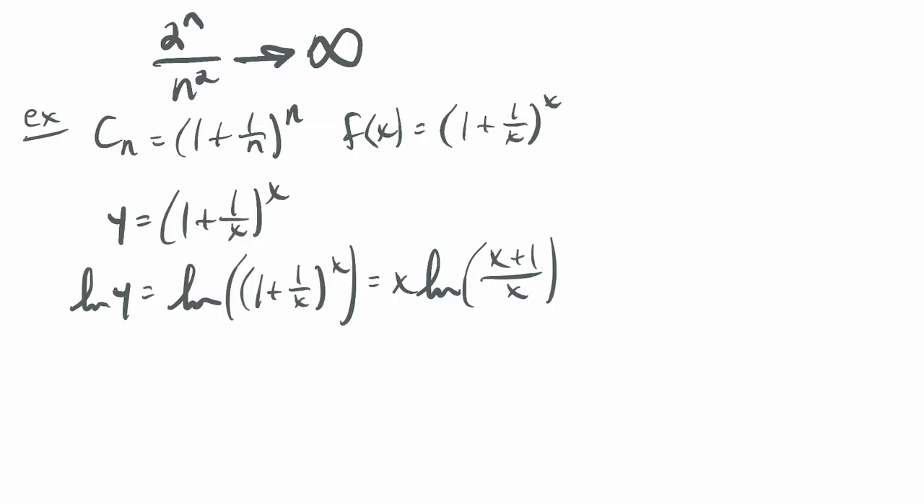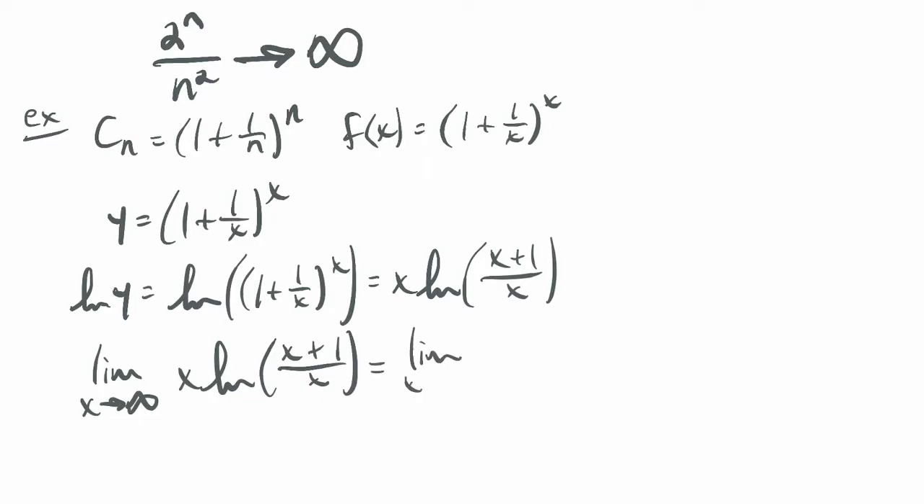Okay, and let's do this. So the limit as x goes to infinity of x ln of x plus 1 over x. Okay, this equals, and I think that separation I had in mind will actually work well, x times ln of x plus 1, or rather minus ln of x.